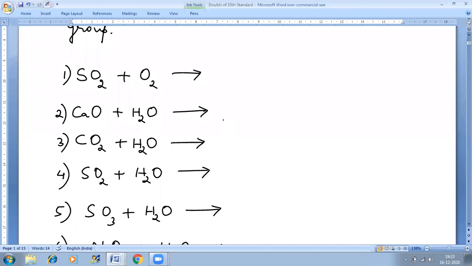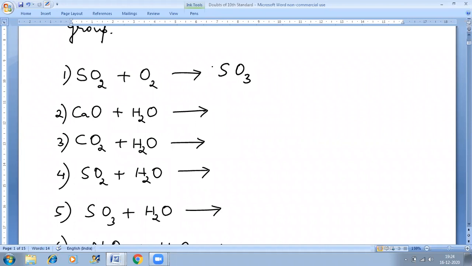Okay, let's discuss the answers. SO2 plus O2 gives you SO3. Oxidation happens. That means sulfur dioxide, SO2, gets oxidized to form SO3.